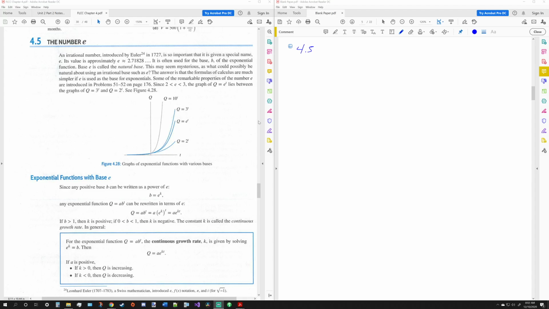All right, we are picking up on 4.5, and this is a continuation of compounding. This is continuous, so I don't know why that happened. So continuous compounding.